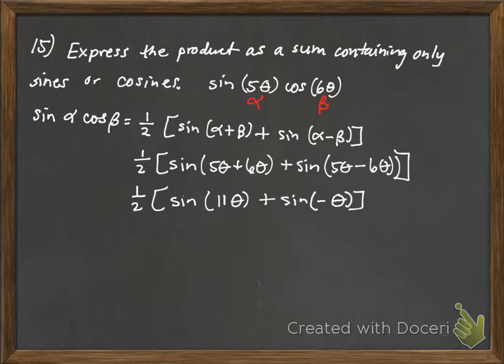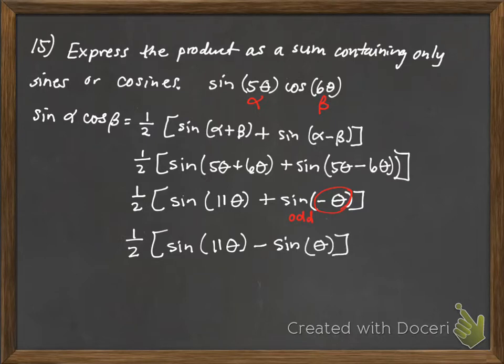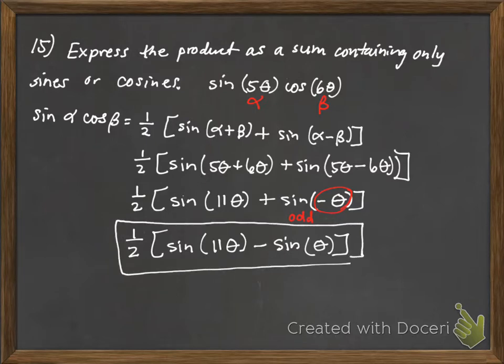Now, hopefully you remember I can't leave it this way. Sine is odd, therefore the negative is going to come out. So I write this up as 1/2 sine of 11 theta, because that one was fine, minus sine of theta. So once again, I used the even-odd properties to take care of that. And this is my answer. And that answer corresponds to letter C. Alright, so let's look at number 16.